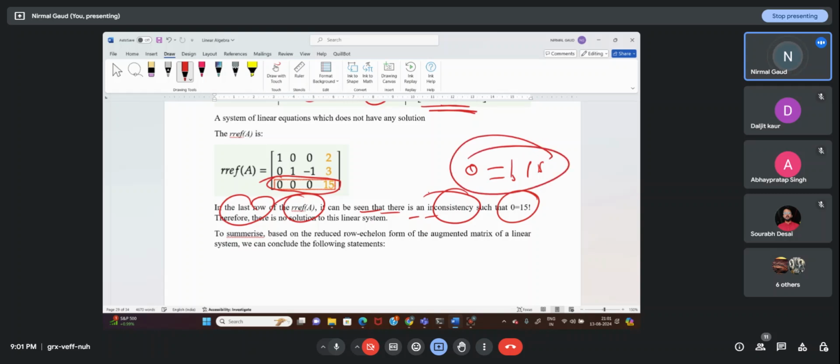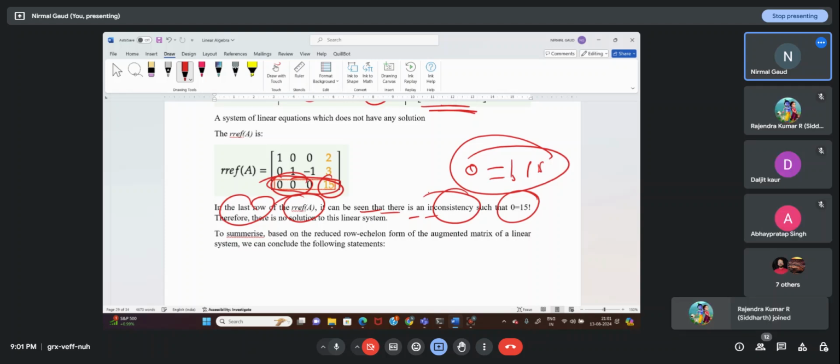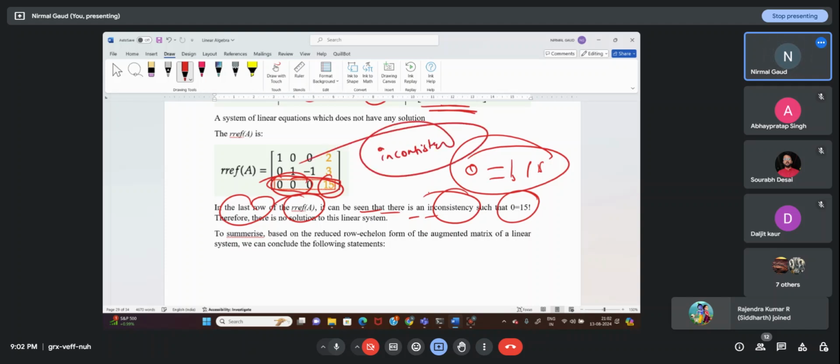This is inconsistent. I should have some variable here to claim that someone equals it. I don't have anyone, no variable that can say I am 15. All are 0. The entire row is 0 and here it is 15. So this cannot happen, it is not possible. By seeing this only, we say okay, inconsistent. We are not getting any solution from here.